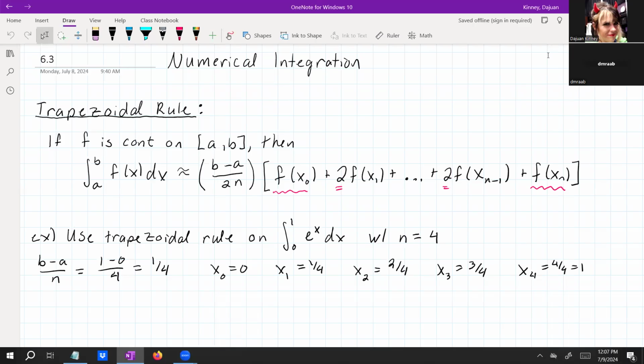All right, second to last section. We have integration, numerical integration, excuse me. This consists of two rules, trapezoid and Simpson's rule.